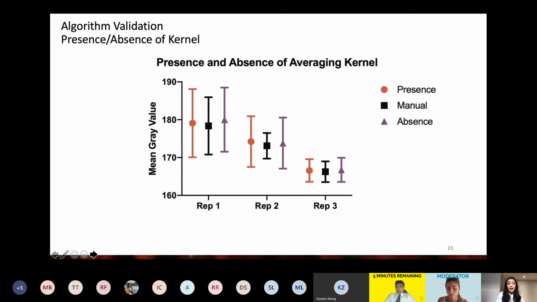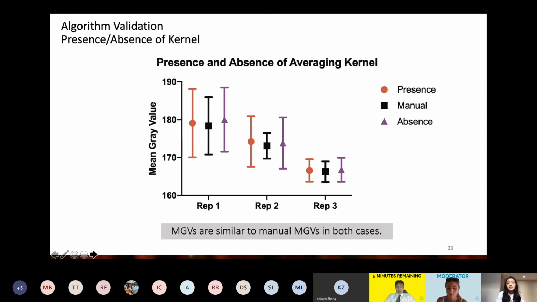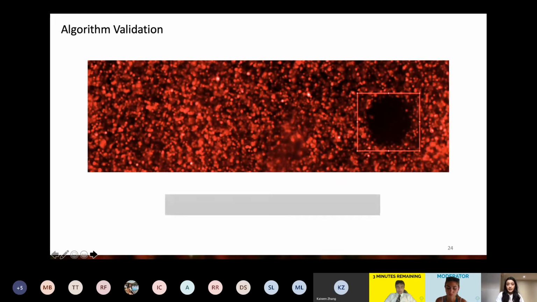We also looked at the presence and absence of an averaging kernel. We wanted to see if our algorithm can perform well with just our window of variance step. And we found that the mean gray values are still quite similar to the manual mean gray values for both cases. However, we need that kernel, as we found that when we ran our algorithm without our kernel, we still had holes or artifacts in our final ROIs, which can skew the final images. The user would have to go back and find those images and either delete them or exclude them from their studies, which would make our algorithm more time consuming.